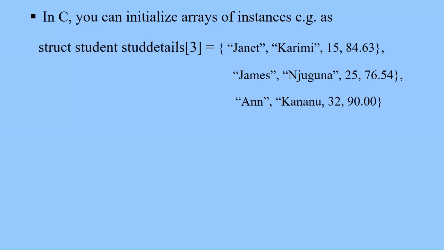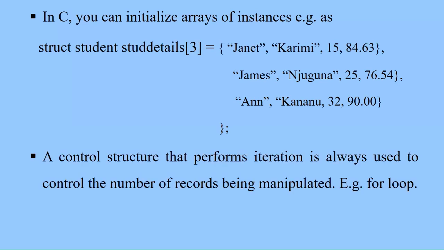Then Anne, for the land record, Anne, the first member of land record, Kamau, second member, 32, next member, 90.00, the other member. And that's all. That's how we initialize all the members of the array of records or array of structs.